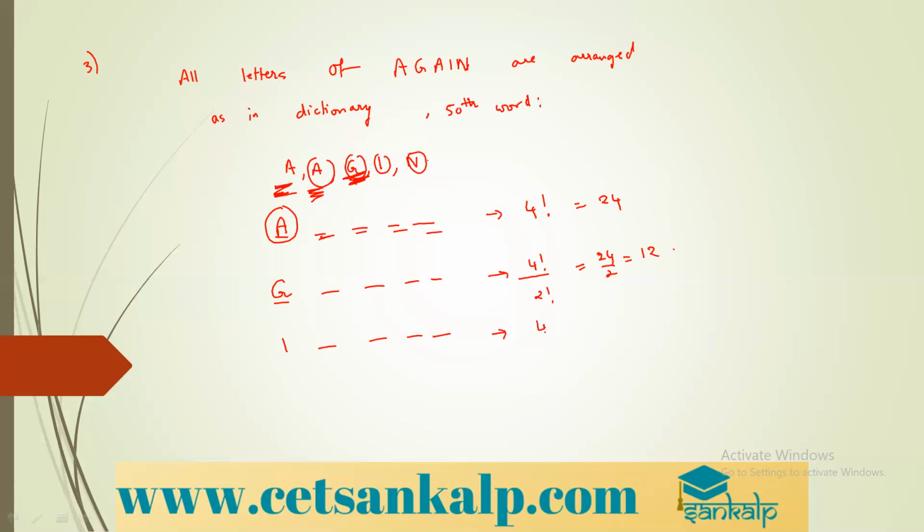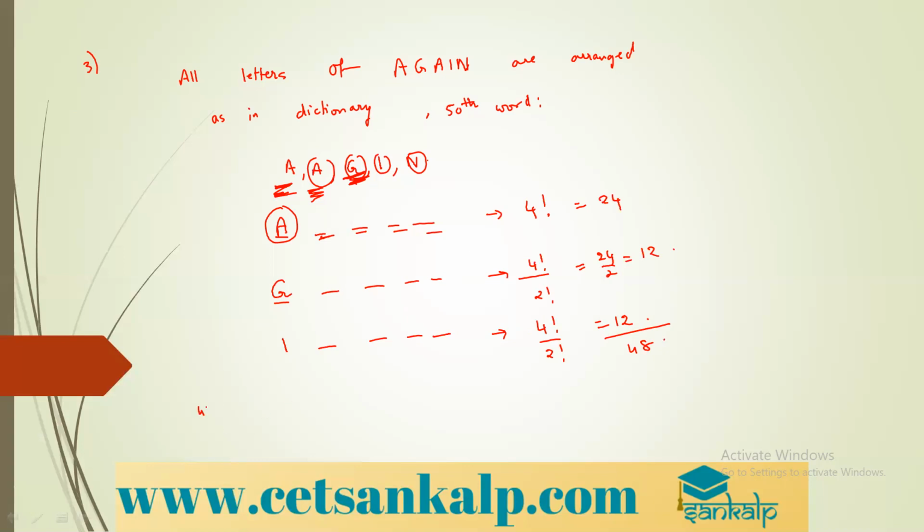Again, there are 4 letters. After removing I, 4 letters are there and 4 places are there, but 2 A's are repeating. So again, there are 12. So in total 48 words became.